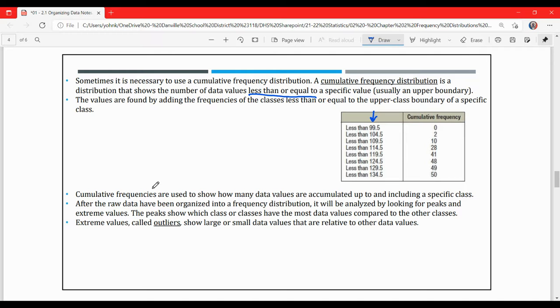Cumulative frequencies are used to show how many data values are accumulated up to and including a specific class. After the raw data have been organized into a frequency distribution, it can be analyzed by looking for peaks and extreme values. The peaks show which class or classes have the most data values compared to other classes. And these extreme values, called outliers, can show large or small data values relative to other data values. So you can see which class most of the values are found in, so that you can compare to see where the greatest is, the least, and look for any trends.